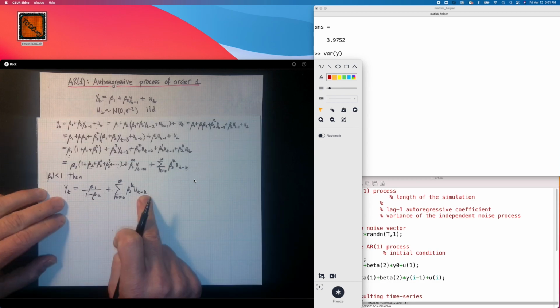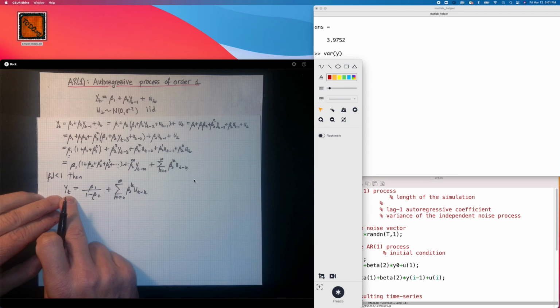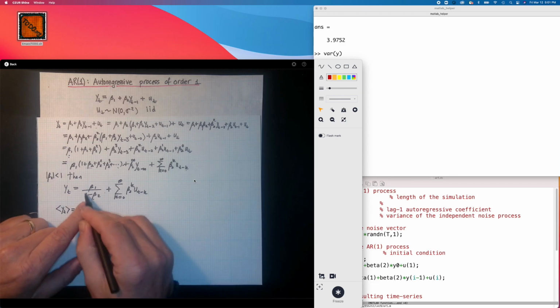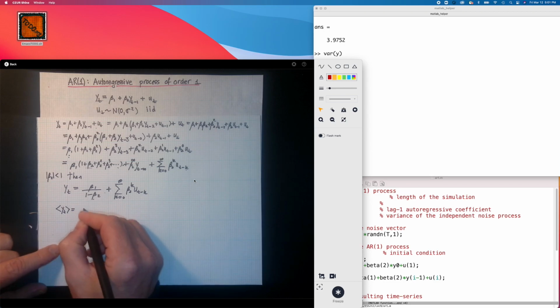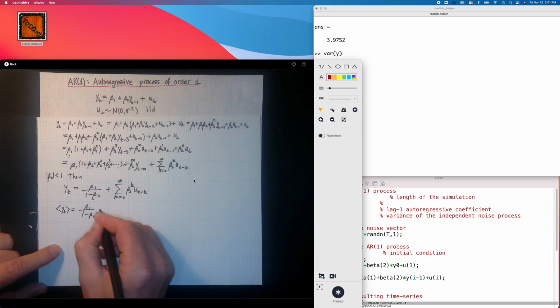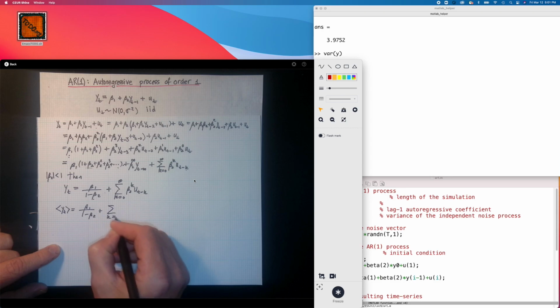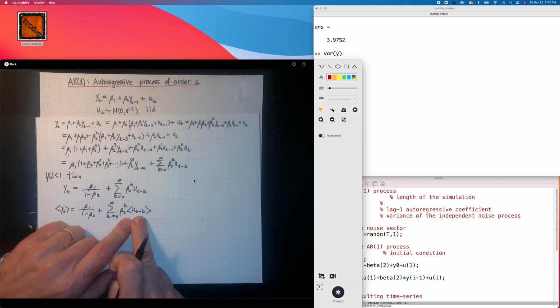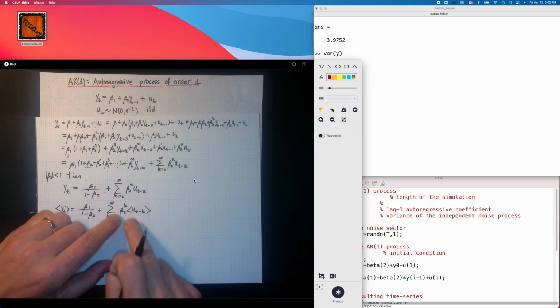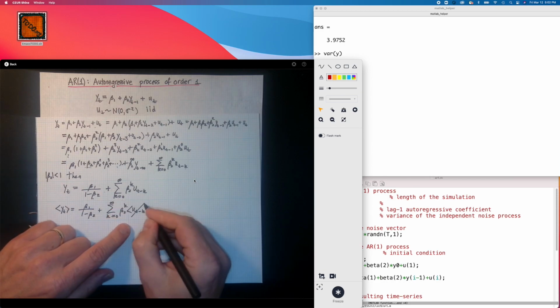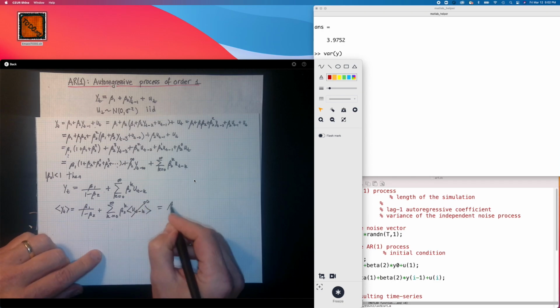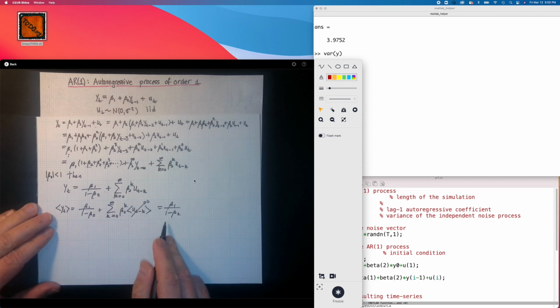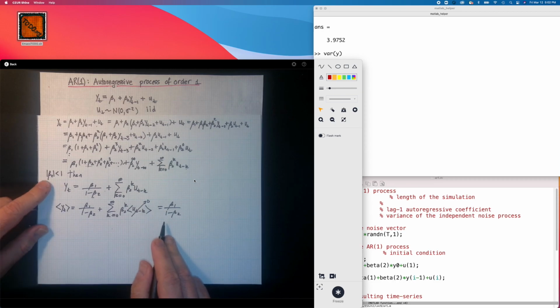Anyways, this is a good formula for us to calculate the expected value of y of t and then its variance. So the expectation of this term is just going to be this term. This will be the infinite sum. Because the expectation is a linear operation, we can just take it inside the sum, and then all these are 0. So we just get beta 1 over 1 minus beta 2. And that's the same result we got a while ago for the case where it's stationary.